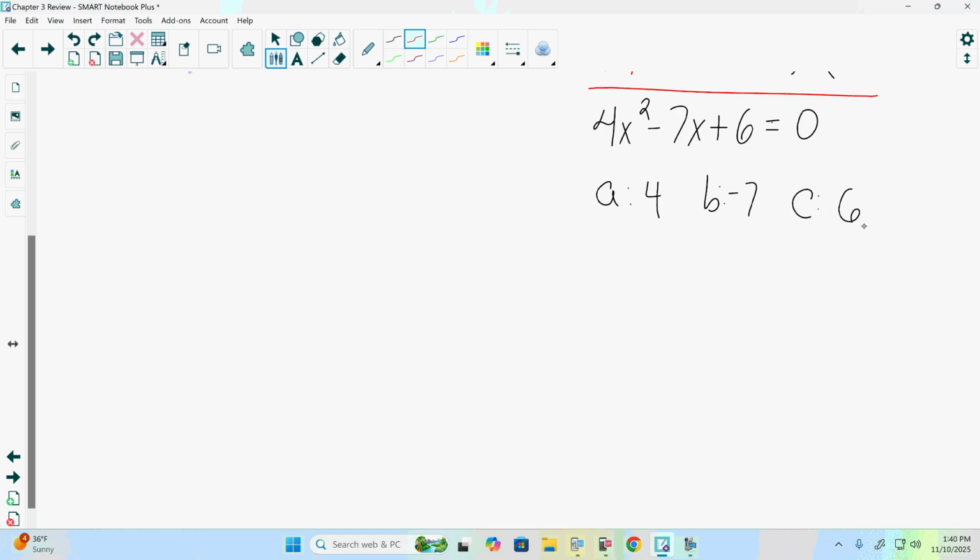A cannot be 0, but B and C, if we don't have an x term or a constant term, can be 0. But for the most part, on the test, we will have values for A, B, and C. We'll have a number for all of them. A is the only number that cannot be 0. X is equal to negative b plus or minus the square root of b squared minus 4ac all over 2a.